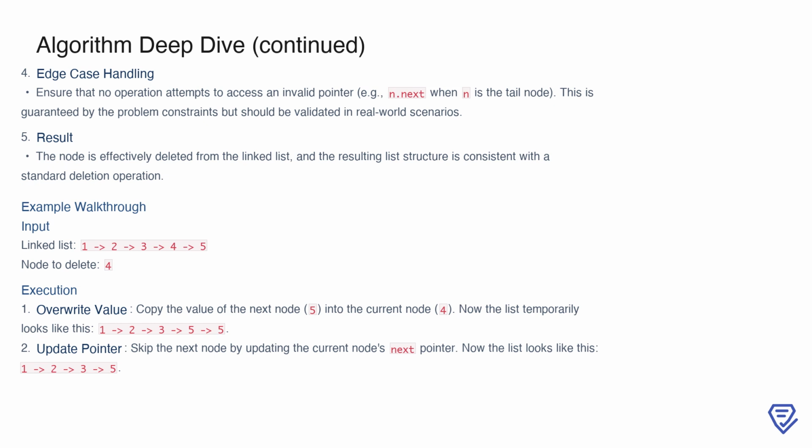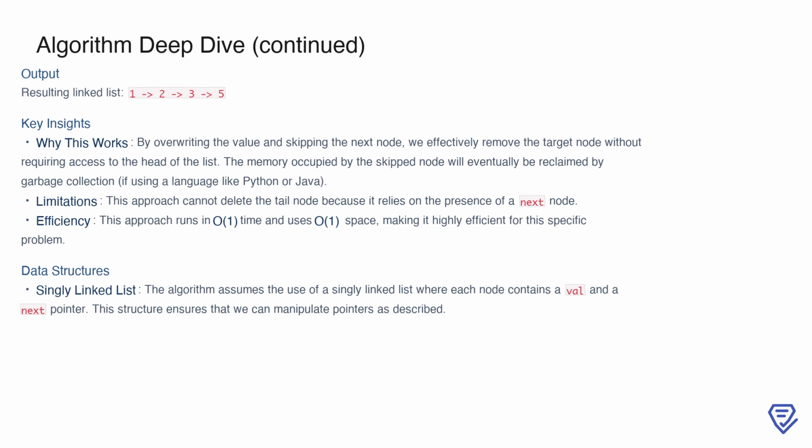This approach achieves the desired deletion without needing access to the head or prior nodes. The output of this process is a modified linked list where the specified node has been removed, resulting in 1-2-3-5 for our example. This works because we have effectively replaced the target node's value and bypassed its reference in the list. By overwriting the value and skipping the next node, we achieve the deletion without requiring access to the head.